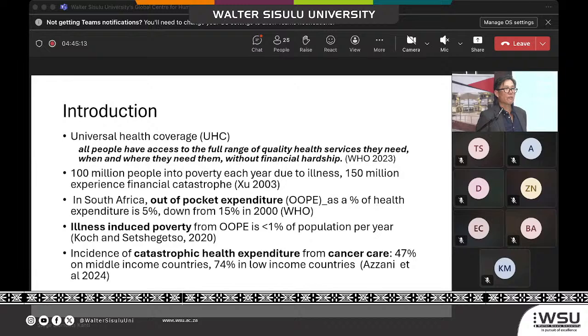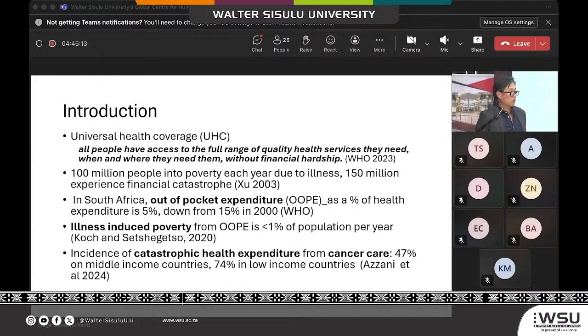I was just trying to look for more information in South Africa. Illness-induced poverty from out-of-pocket expenditure is less than 1% of the population per year. It comes from a study from Koch and Getso in 2020. So again, that's promising, and that's a lot better than many other countries.